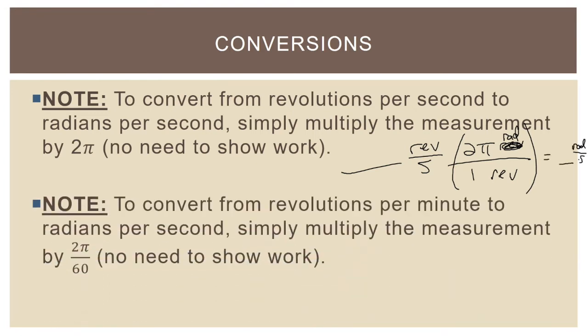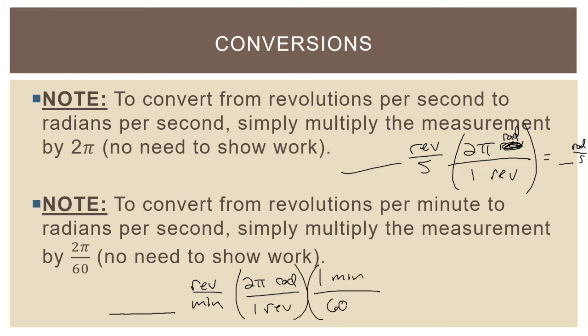On the other hand, if you're converting from revolutions per minute to radians per second, you multiply the measurement by 2 pi over 60. And again, you don't need to go nuts about showing work here. Let's just say you have x number of revolutions per minute. Of course, to cancel out the revolutions, we've already shown that you need 2 pi radians over 1 revolution. But if you want to cancel out the minutes, then you have to put 1 minute over 60 seconds. So the end result here is basically multiplying by 2 pi over 60.